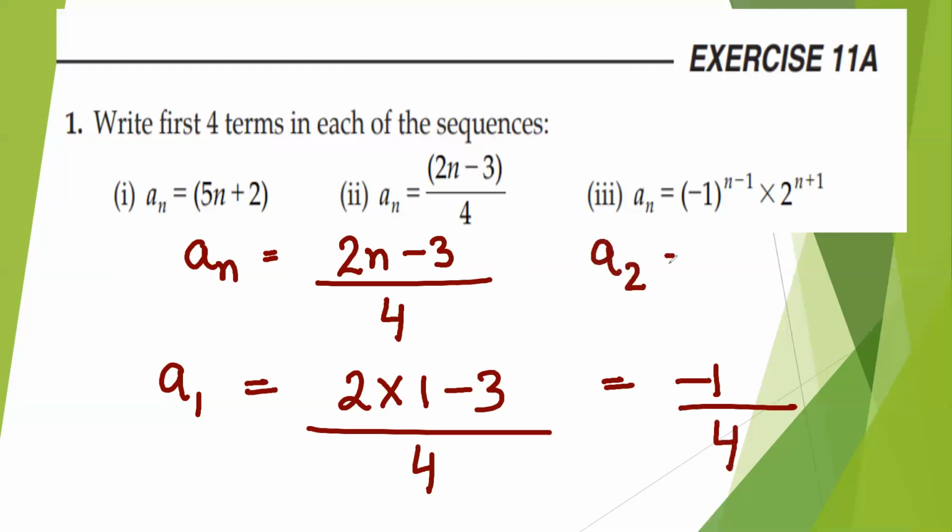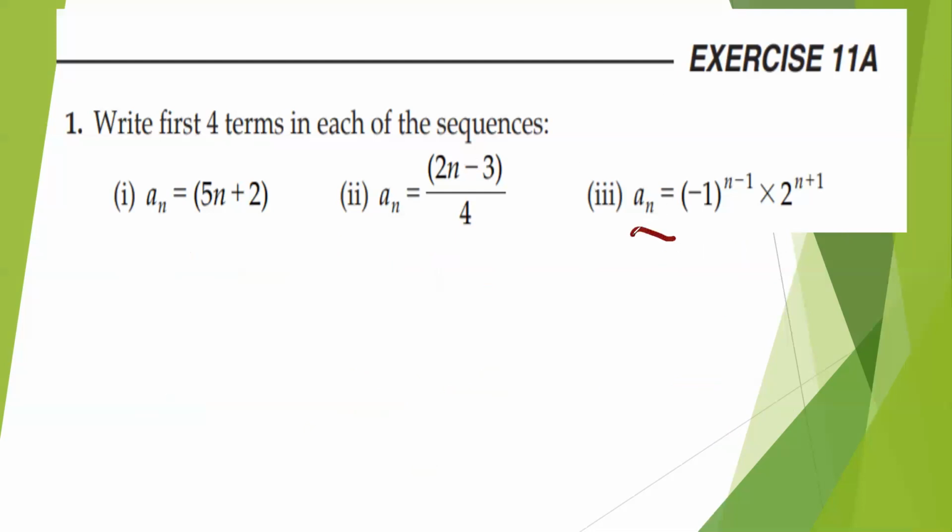Similarly, a_2 will be (2 times 2, 4, because n will be 2) so 4 minus 3, 1 by 4. Similarly, you can find a_3 and a_4. Try it and put it in the comment section. Now let's try number 3.